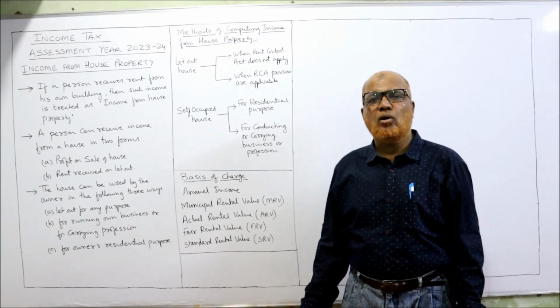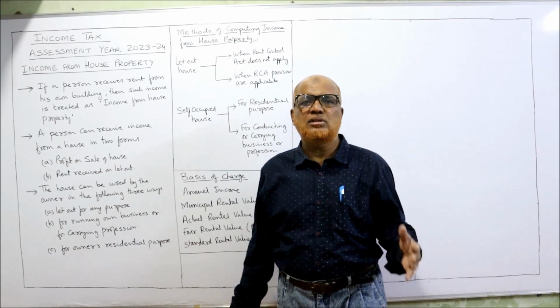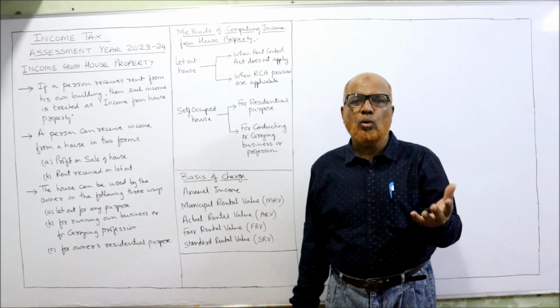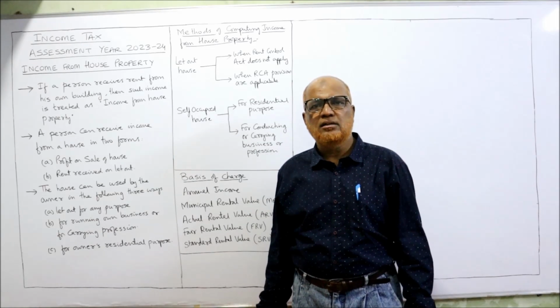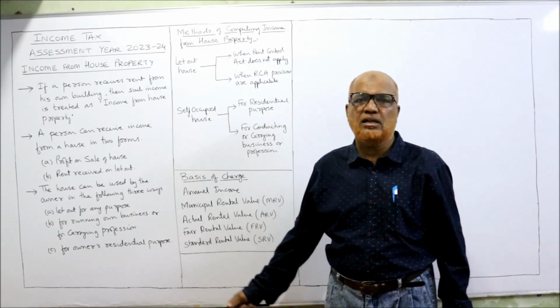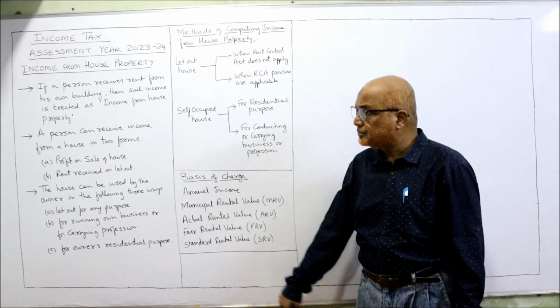Secondly, rent received on let out. Many a times the owner will let out the house to a tenant. In that case, the owner is getting the rent. So rent received from own property is treated as income from house property.